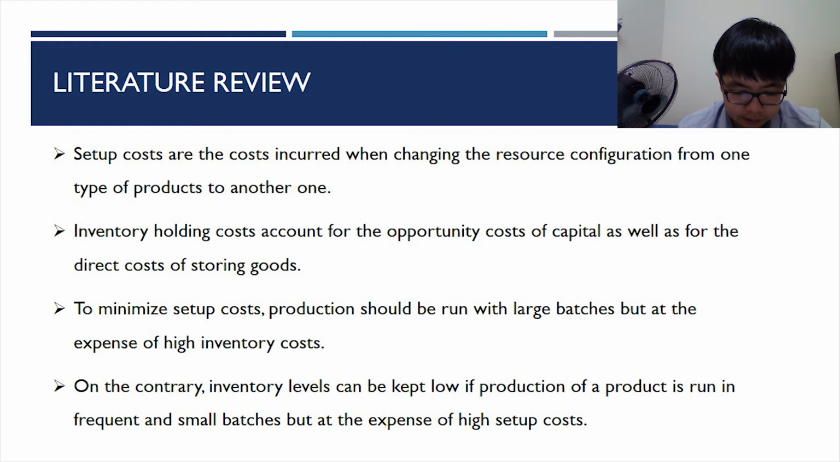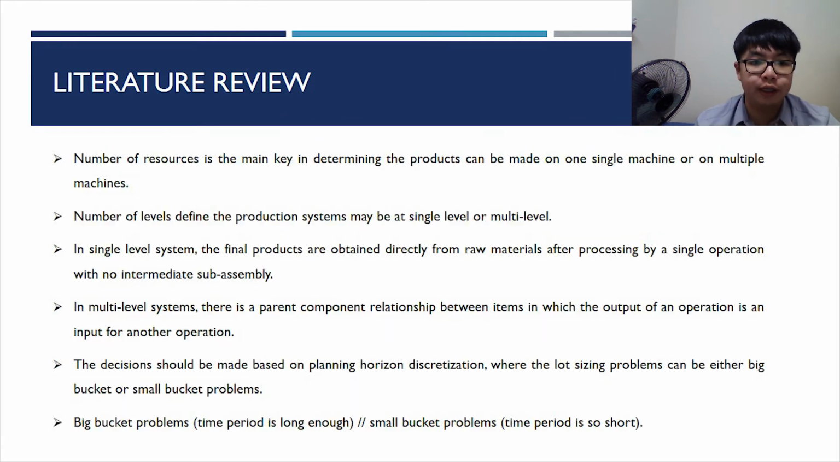So to minimize setup costs, production should be run with large batches, but at the expense of high inventory costs. On the contrary, inventory levels can be kept low if production of the product is run with frequent and small batches, but at the expense of high setup costs.